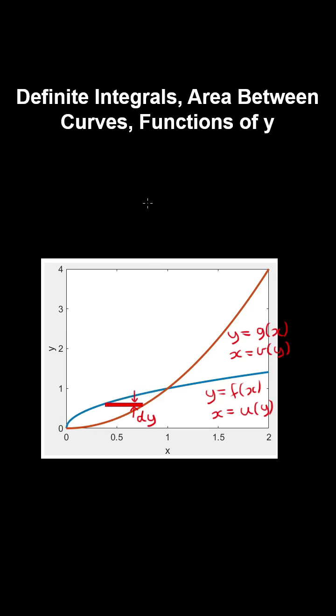And therefore the width of this rectangle is v of y minus u of y, and then multiplying by dy gives the area of that infinitesimally thin rectangle. And then integrating from y equals a to b is effectively summing up the areas of those infinitesimally thin rectangles from a to b. And that gives us the area of this region.